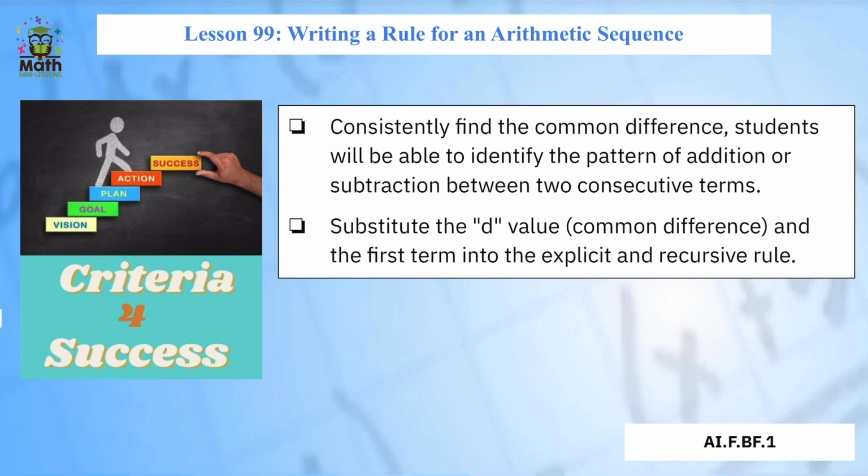So here's our criteria for success. We're going to consistently find the common difference. In other words, what is the difference between one term to the next, and making sure that it is consistent throughout, and being able to identify that pattern as either an addition or a subtraction pattern between consecutive, back-to-back terms. And then we're going to substitute that D, that common difference, into that first term for our explicit or recursive rules.